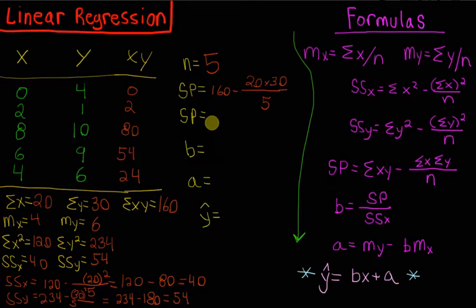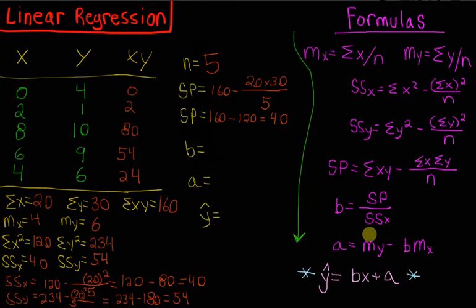And I've left one more space here so that we can actually solve this. 160 minus, I'm going to do that stuff in the brackets or in the numerator first. 20 times 30 divided by 5 is going to give us 120. So when you solve for that, we're going to be left off with 40. So SP is 40. Let me just erase this. Okay, SP is 40. Now we solve for B.